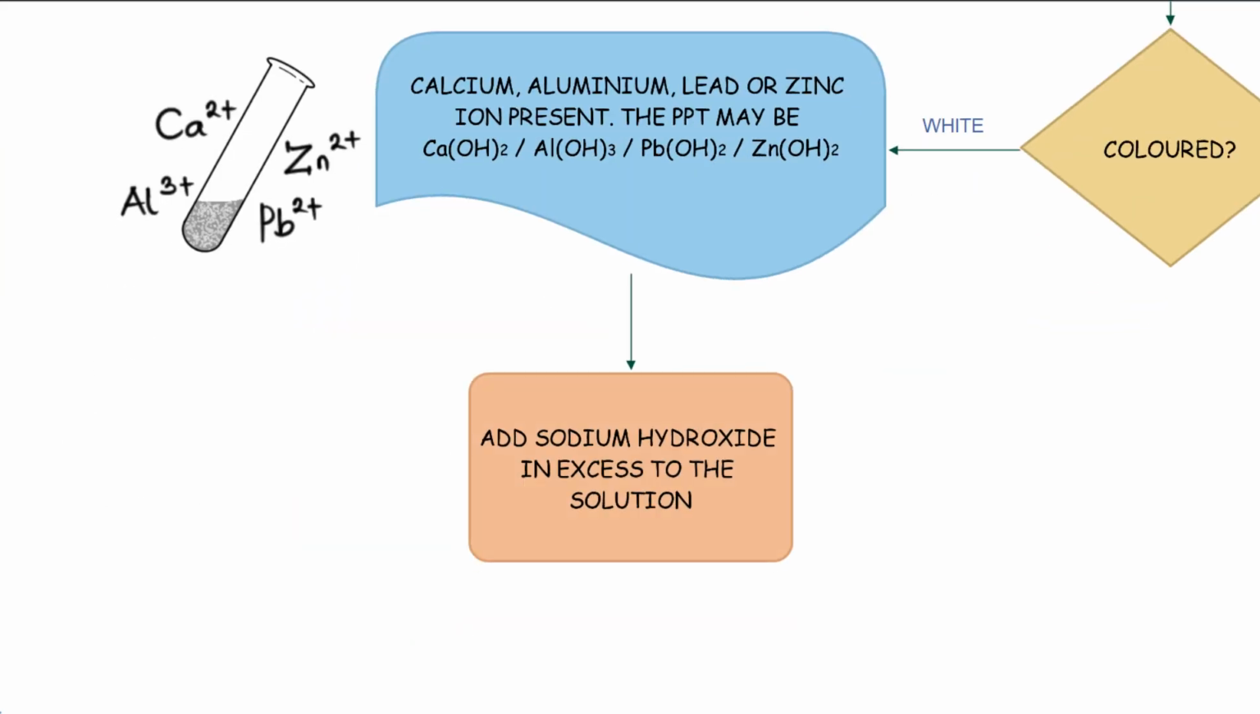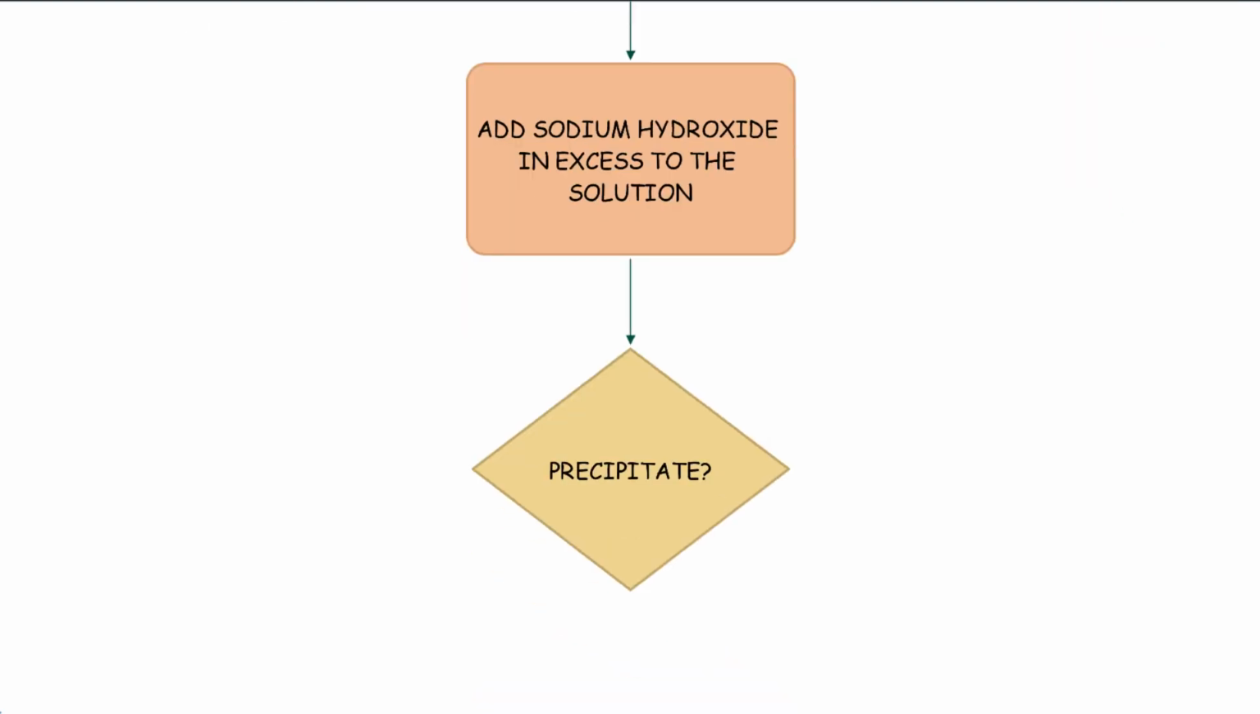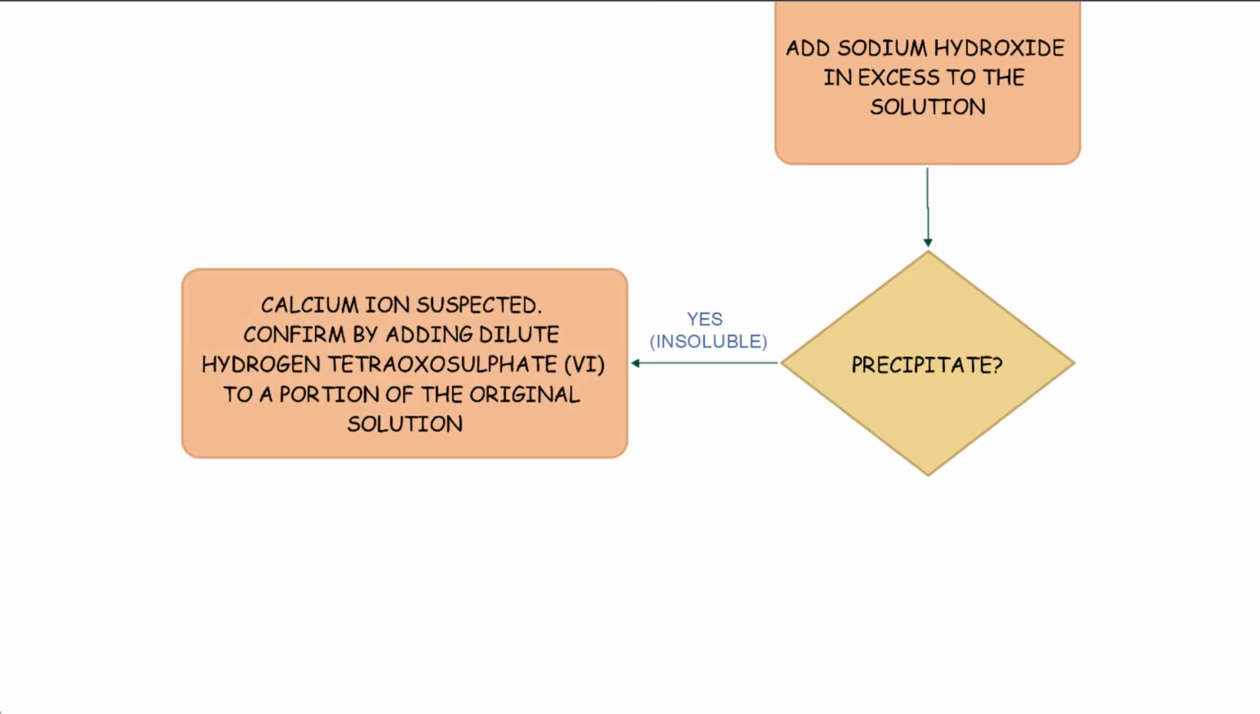Initially we're adding sodium hydroxide in drops. Now we need to add it in excess. We need to add more sodium hydroxide, in short, to make about twice the amount of the salt solution that we are testing. After adding sodium hydroxide in excess, we also need to check: is there a precipitate that we are observing? If there is a precipitate, meaning that the precipitate that we observed before is insoluble in excess sodium hydroxide, then we suspect that calcium ion is present in that particular solution.